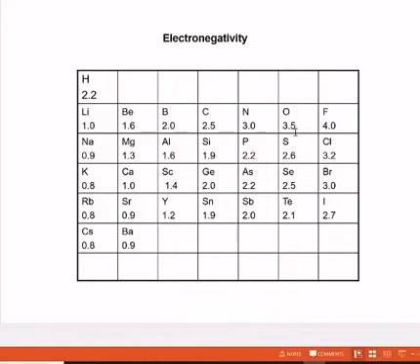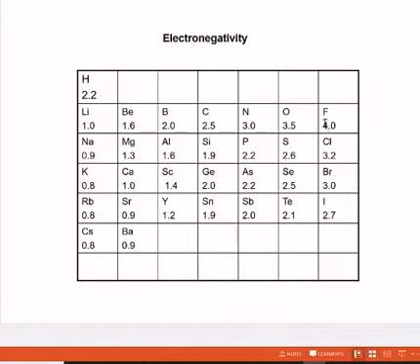And one way to remember that trend: if I'm a student in a course and I learn the trend, I'm going to say to myself, okay, I've got to remember the increase to the left, increase from bottom to top, and in a day I'd get it mixed up. So one way to not get mixed up is to remember the single factoid that fluorine in the upper right hand corner of the periodic table is the highest, it's 4.